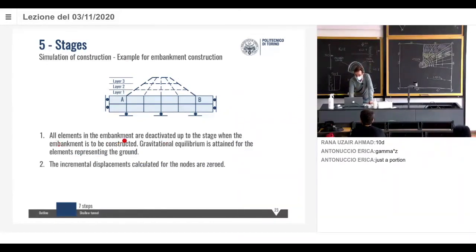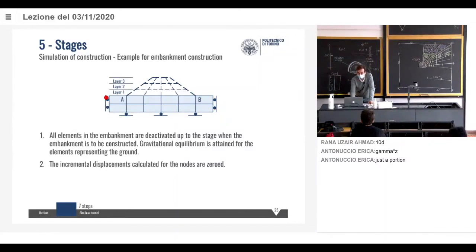All elements in the embankment are deactivated up to the stage when the embankment is to be constructed. Gravitational equilibrium is attained for elements representing the ground. What does this mean? We want to simulate this problem, so we build the geometry. The external boundary of our model is this, and watch out, it goes up there, and then comes down. That's the model, because later we will want to simulate the embankment. So when we build the geometry, when we discretize, we already need to know where we want to go. So all this is the model.